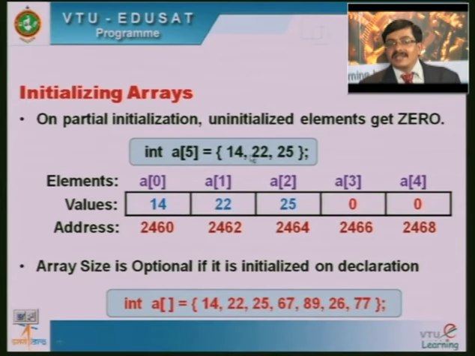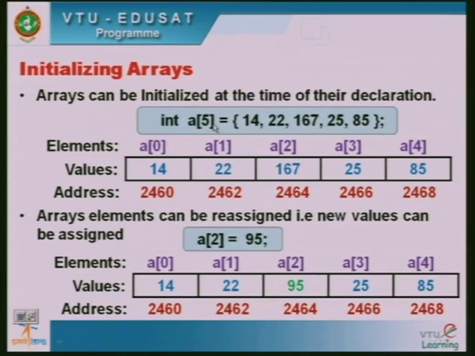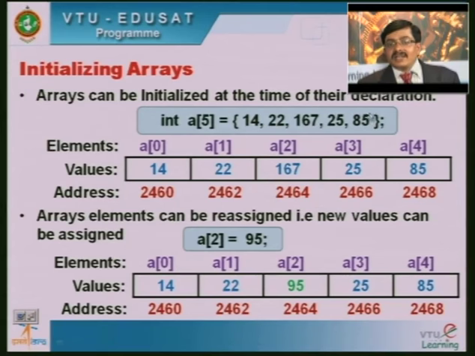We can notice that every element is separated by a comma, a delimiter which is used to assign the elements to the array at the time of declaration. Even in the previous slide we can see that we have declared an array of 5 integer elements. 14, 22, 167, 25, 85 are all separated by a comma delimiter, right. So 0th value, first value, second value, third value, fourth value, and the last value needs no comma. We enclose this with flower brackets.